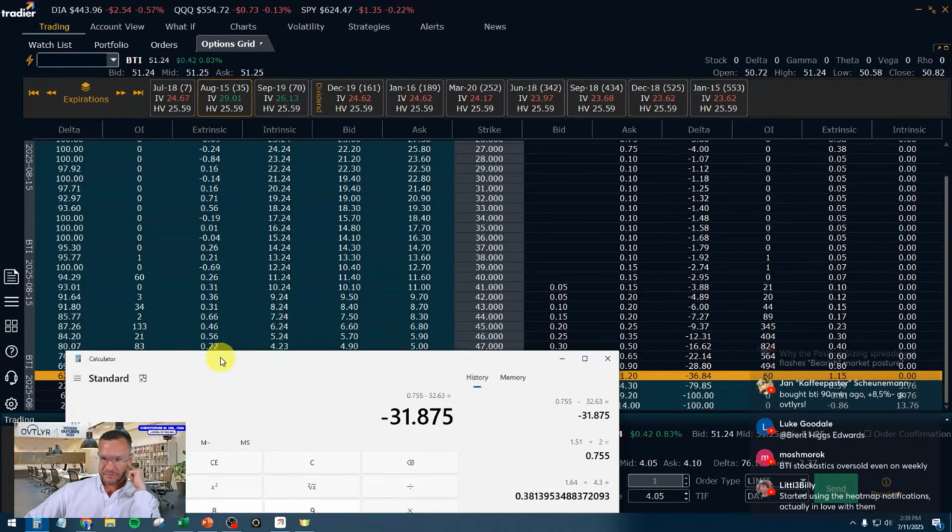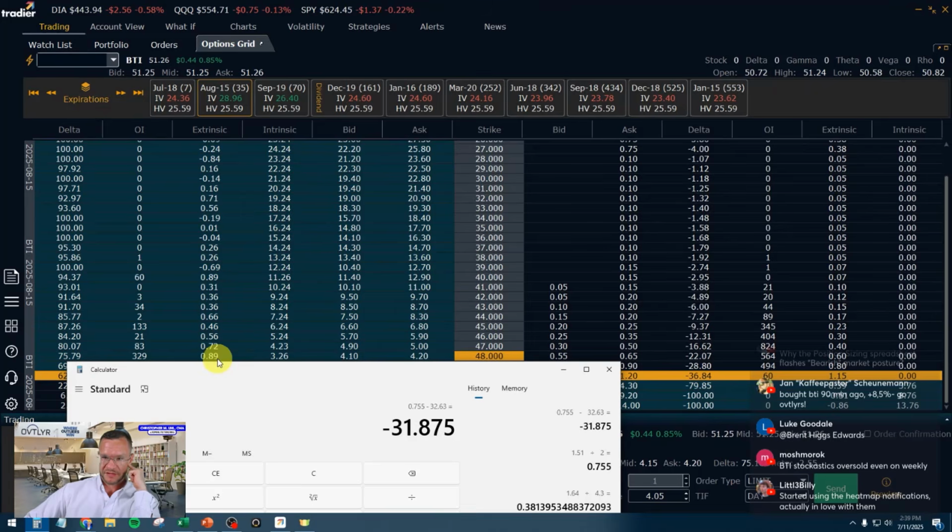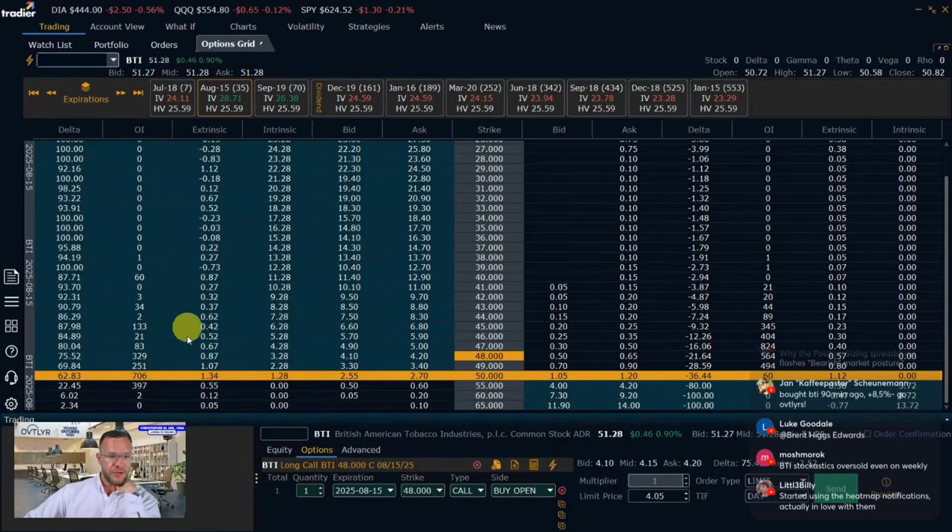86 cents of extrinsic value over $4.20. So let's do it. 0.89, 0.86, whatever. Divided by 4.20 is 20% extrinsic value. That's exactly in the wheelhouse that I want to go to. Because remember, extrinsic value goes to zero every time on every stock, no matter what. So I'm looking at this one.